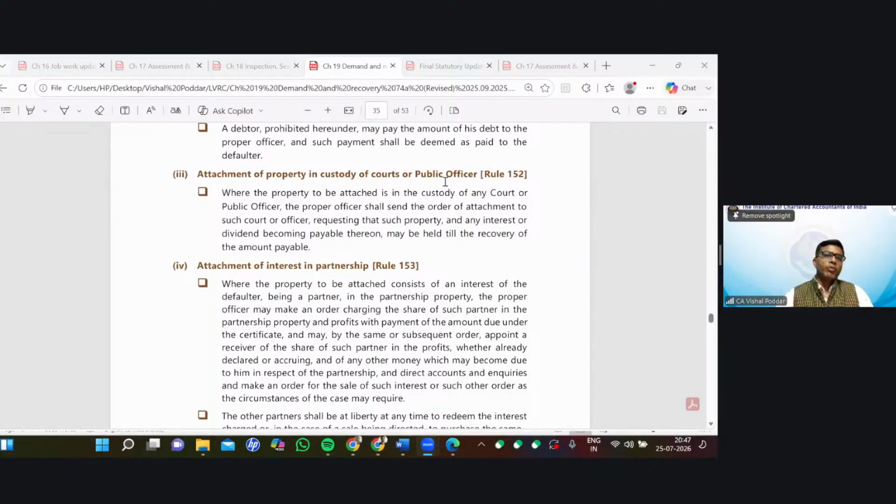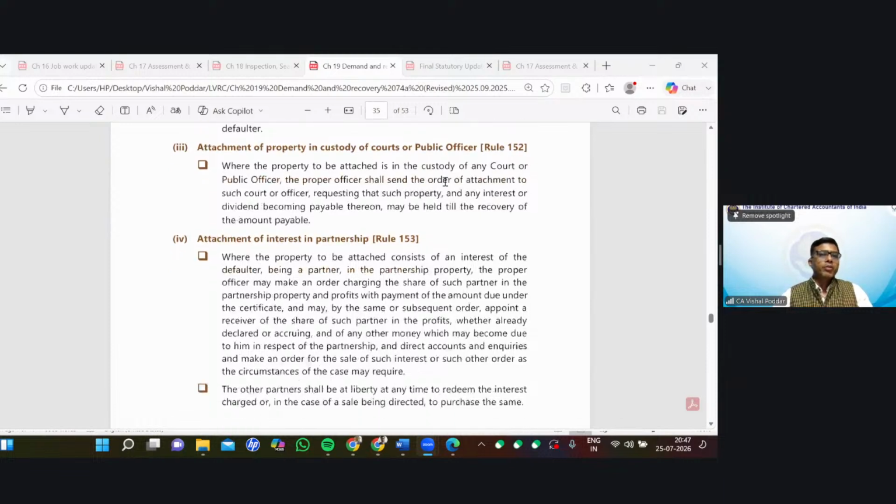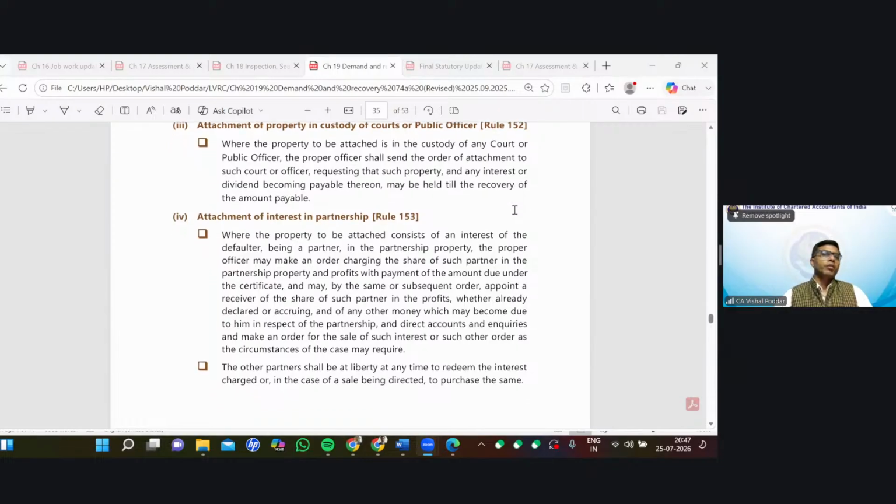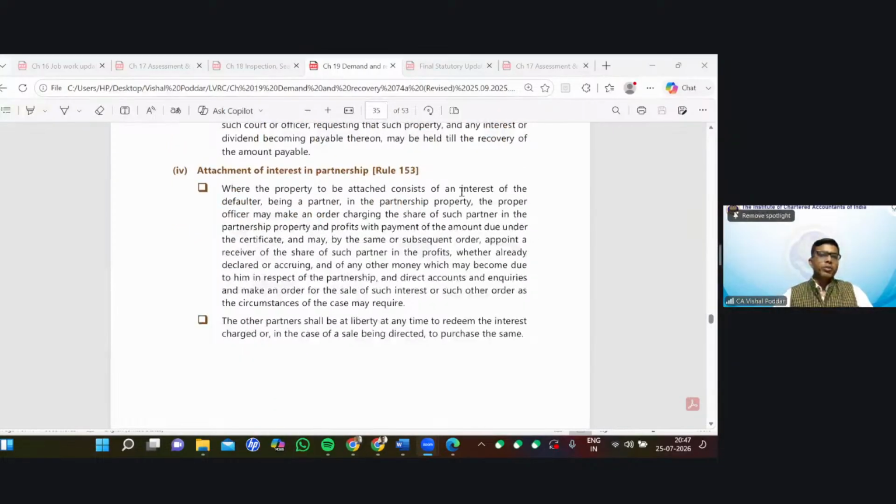Next, attachment of property which is in custody of courts. Now, we saw in the above rule that property which is in custody of the courts cannot be attached, but for that we have a different rule. Where the property to be attached is already in custody of any court or public officer, the proper officer may send the order of attachment to such officer, requesting that such property and any interest or dividend payable thereon may be held till the recovery of the amount payable. So by sending this notice, the proper officer will ensure that the respective court or the respective recovery officer will keep the property in their control until your dues are cleared.